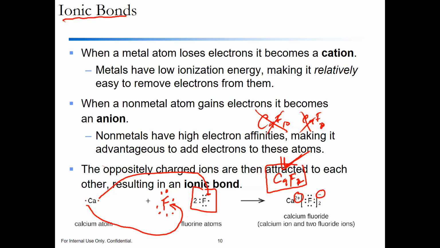And what happens when we have plus and minus? They come together to form an ionic bond. And what's the total charge of this compound? 0 charge. And that helps us understand this formula, CaF2. So we don't form CaF5.